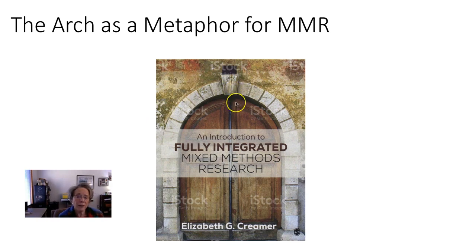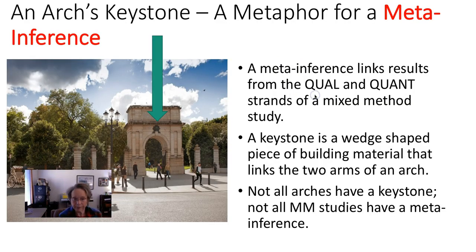So I see this as a good basic way to conceptualize mixed methods research. It's got a strong quant arm, it's got a strong qual arm, and somehow those two are linked. Historically, that has traditionally been in the conclusion phase. I love the metaphor of the MetaInference.